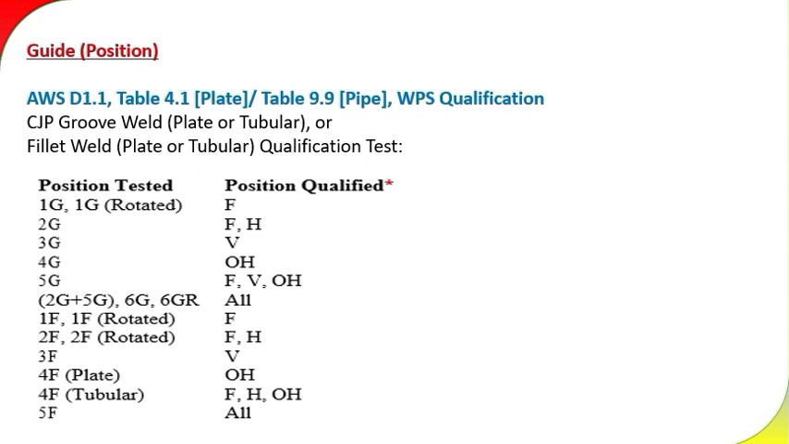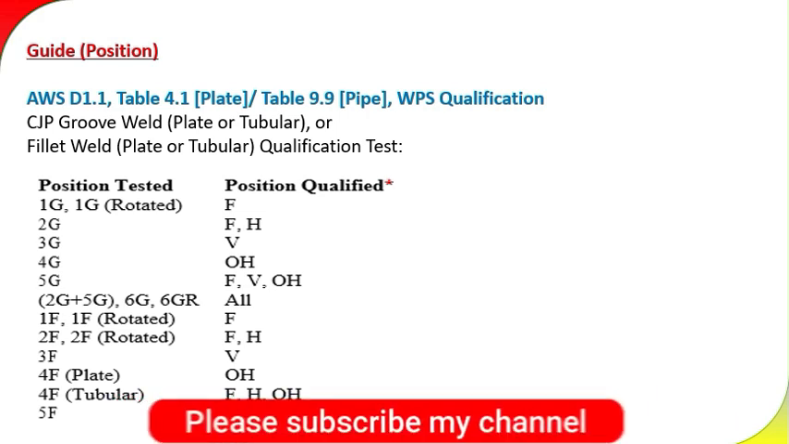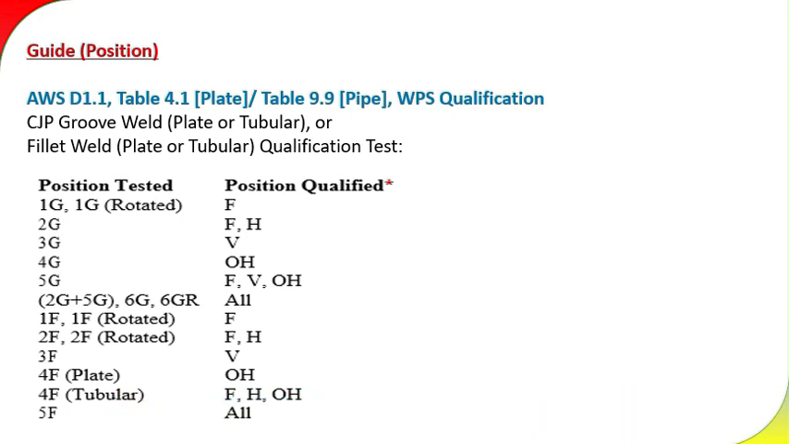In AWS D1.1, for WPS qualification for plate you have to go to table 4.1, and for pipe table 9.1. What you can see there is CJP, complete joint penetration groove weld, plate or tubular, or fillet weld, plate or tubular qualification test. So you can check there table 4.1 and table 9.1 for CJP groove weld, plate or tubular, or fillet weld.